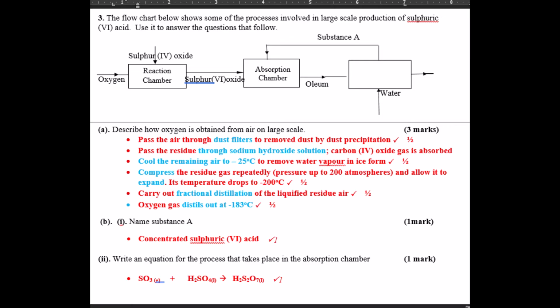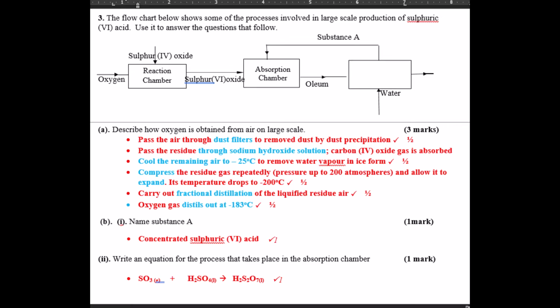Then we compress and allow the remaining air to expand. You compress repeatedly to a pressure of about 200 atmospheres. With this, the air will automatically liquefy and the temperature drops to negative 200 degrees Celsius. Then do fractional distillation. The 3 components remaining, that's nitrogen, argon, and oxygen, will distill out at their respective boiling points. We only need to state that oxygen will distill at negative 183 degrees Celsius. That's how you obtain it.